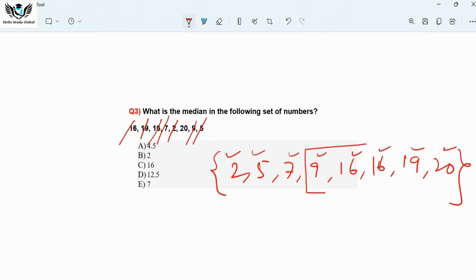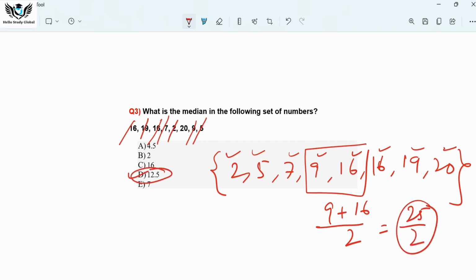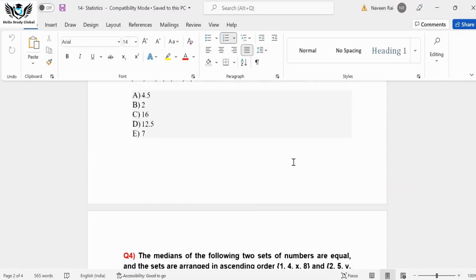So 2 middle terms we'll take, their average, to find out the median. So 9 plus 16 divided by 2, 2 terms are there, divide by 2. So 9 plus 16 is 25, divided by 2 would be 12.5. So D would be the correct answer. Okay, so now let's move on to the next question.